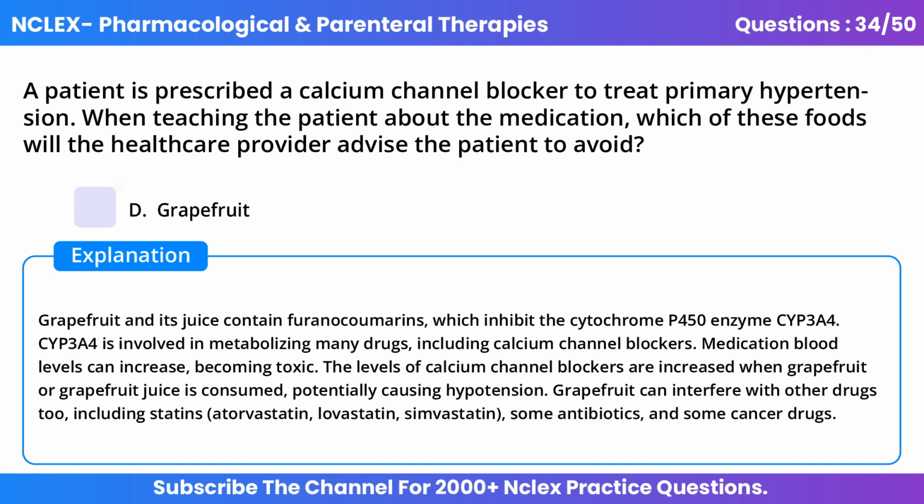Grapefruit and its juice contain furanocoumarins, which inhibit the cytochrome P450 enzyme CYP3A4. CYP3A4 is involved in metabolizing many drugs, including calcium channel blockers. Medication blood levels can increase, becoming toxic. The levels of calcium channel blockers are increased when grapefruit or grapefruit juice is consumed, potentially causing hypotension. Grapefruit can interfere with other drugs too, including statins, atorvastatin, lovastatin, simvastatin, some antibiotics, and some cancer drugs.